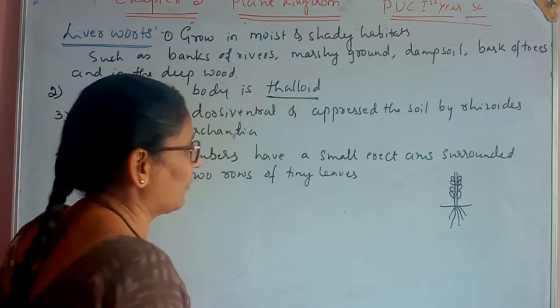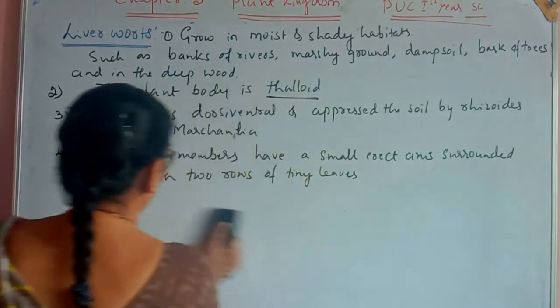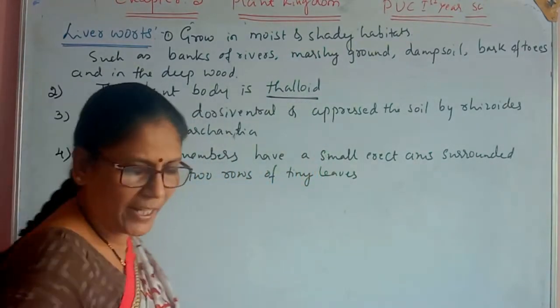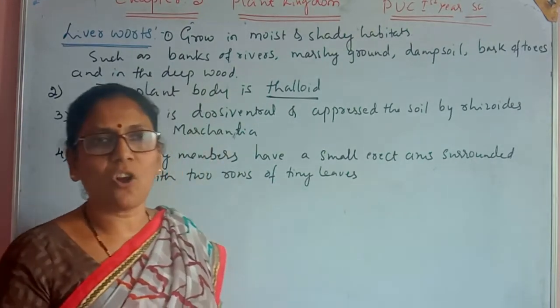Now we'll discuss reproduction in liverworts. Asexual reproduction takes place by the fragmentation of thalli.